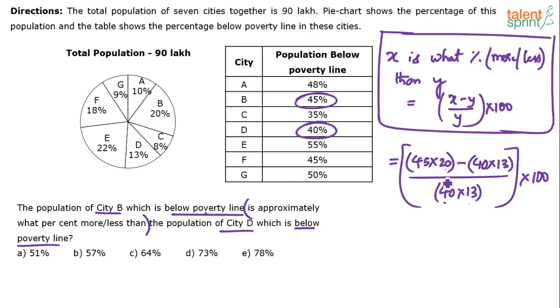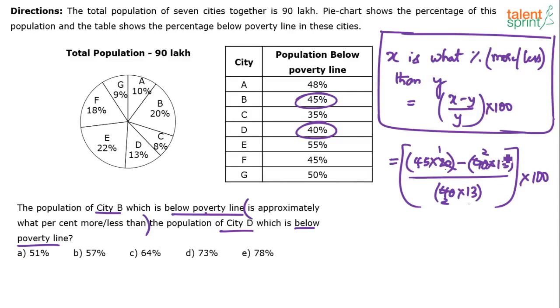I think we can take 5 common, right? So take 5 common. This is 9 times. In fact, I can take 20 common. Let me reverse the last 2 steps. I can take 20 common. It becomes a lot easier. You're able to follow? It was 45 into 20 minus 40 into 13 by 40 into 13. So this is like 20 into 1, 20 into 2, 20 into 2. Becomes a lot easier, right?